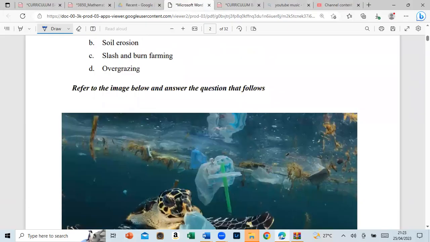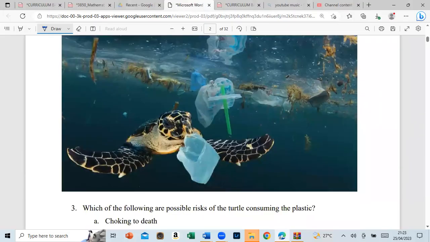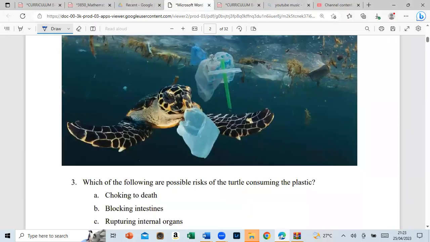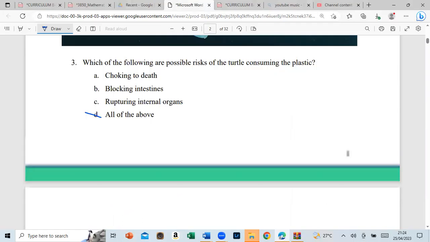Number 3, refer to the image below and answer the question that follows. Which of the following are possible risks of the turtle consuming the plastic? A, choking to death. B, blocking intestine. C, rupturing internal organ. And that would be D, all of the above. So guys, no plastic in the sea, all right? Let's go.